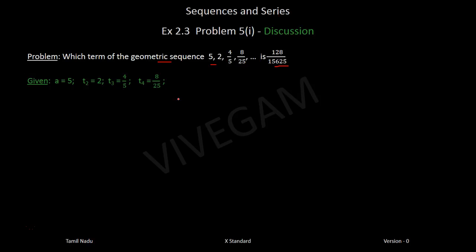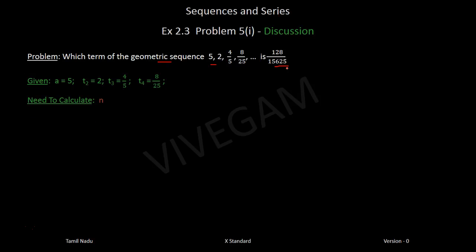So what are we asked to find? We are asked to find which term this 128/15,625 is. Actually I should write: find n for 128/15,625. I'll correct it next time. But that's what we need to calculate. What is the term number, the value of n? Which term of the series is this number?